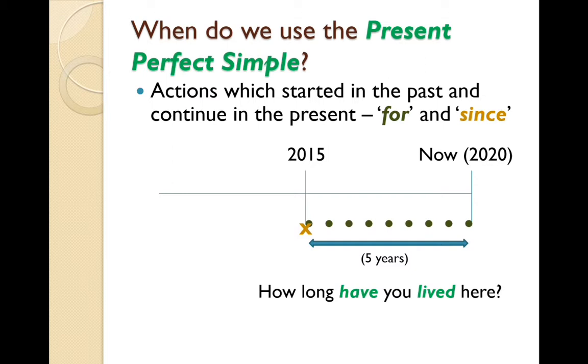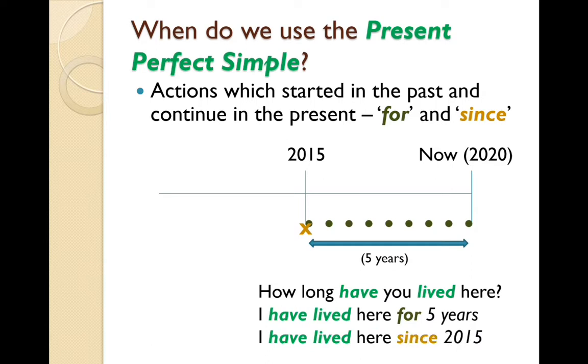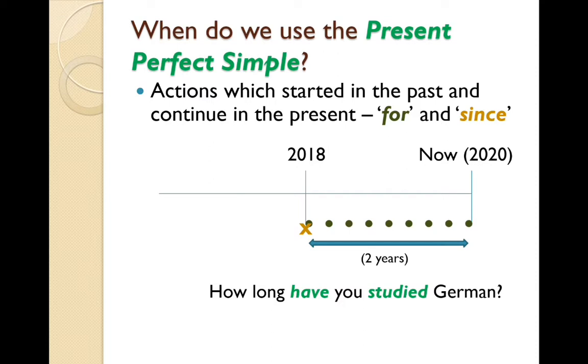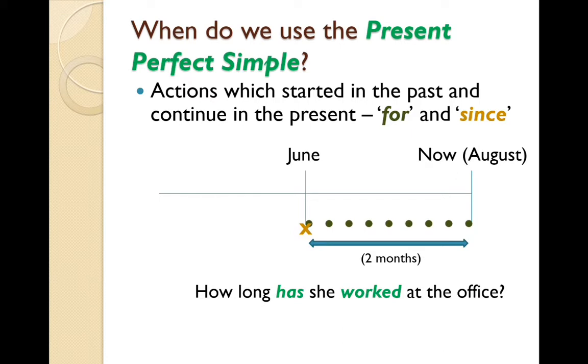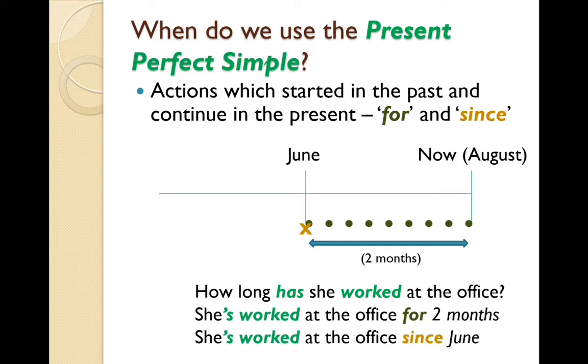How long have you lived here? I have lived here for 5 years. I have lived here since 2015. How long have you studied German? I have studied German for 2 years. I have studied German since 2018. How long has she worked at the office? She's worked at the office for 2 months. She's worked at the office since June.